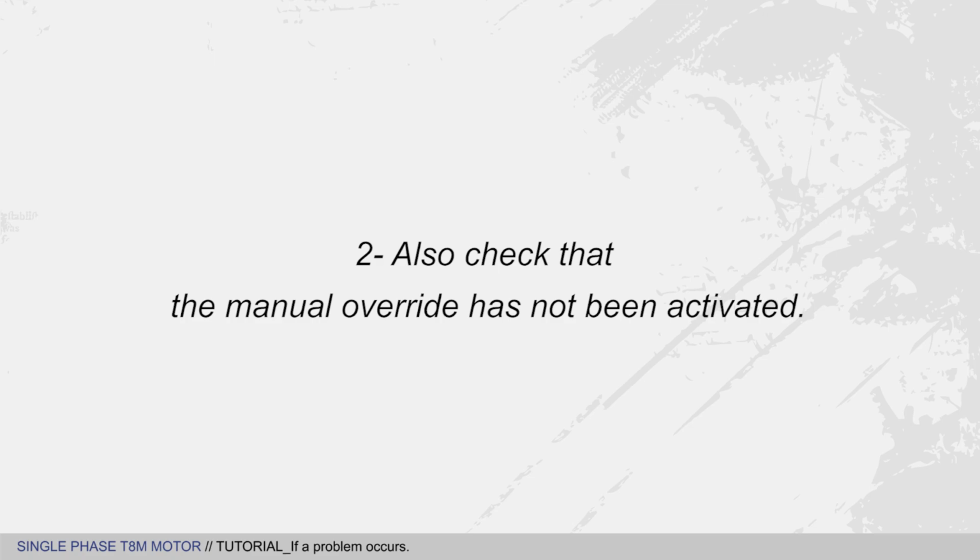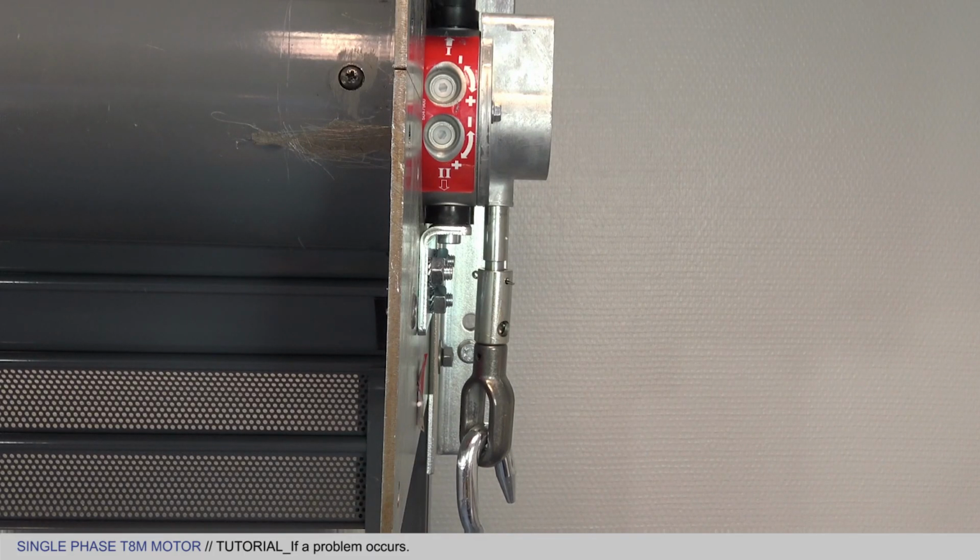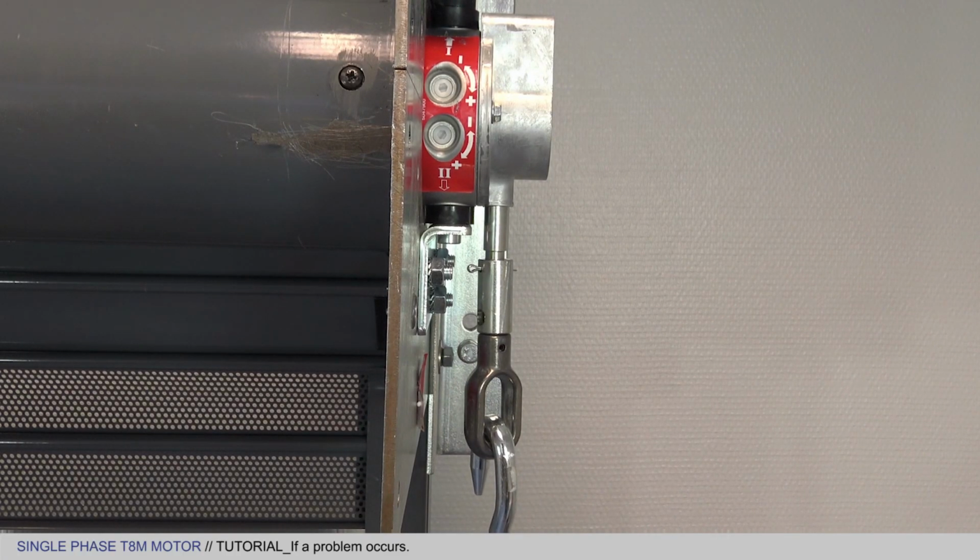Also check that the manual override has not been activated. If the motor has a manual override, it may have been activated and be preventing the motor from operating. Push back the pin on the handle slightly to reactivate the motor.